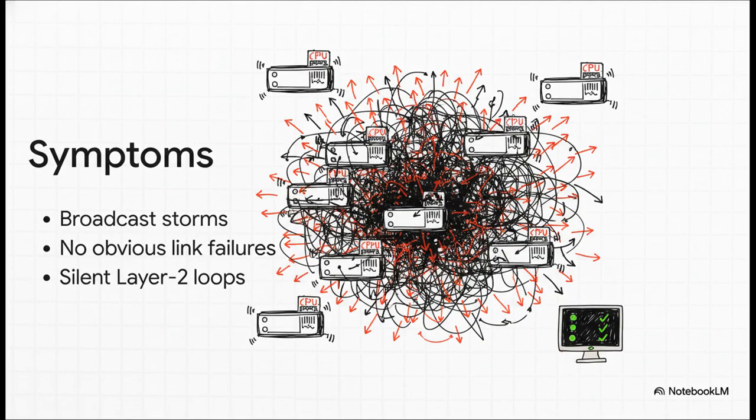The symptoms here are just pure chaos. Your network is completely drowning in a broadcast storm. The CPU on your switches is pegged at 100%, but when you look at your monitoring dashboard, every single link is green. It's maddening. What's happening is that BPDUs aren't being received on one side, so a backup port thinks the main path is gone, it opens up, and bam, you've got a massive loop.